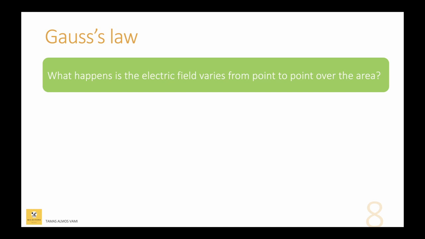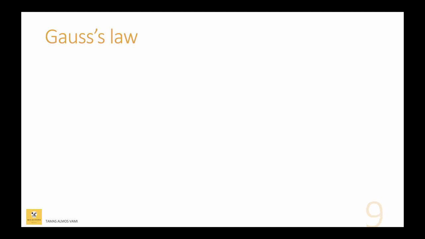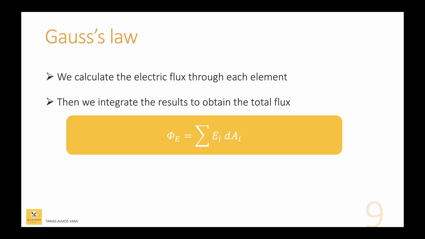So what happens if the electric field varies from point to point over an area? Or the other direction, what if A is part of a curved surface, not just the planes that we used in the previous examples? In this case we need a more general definition. What we actually do is calculate this flux in each of these small elements, where everything we discussed is true, and we sum them up. So essentially we do an integral. We integrate these results to obtain the total flux.